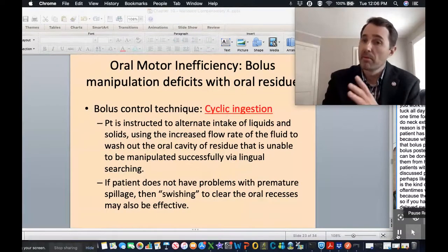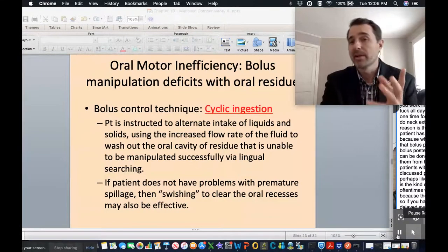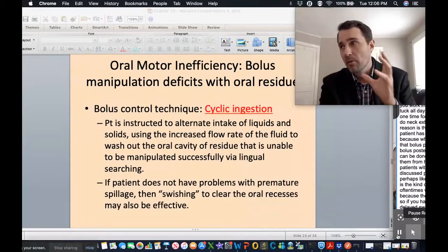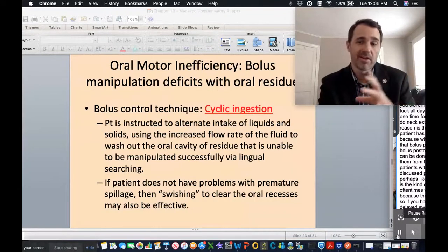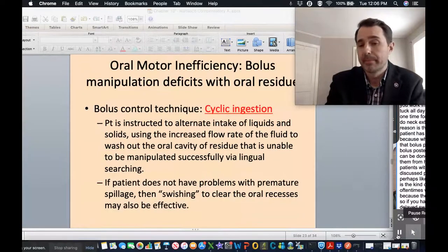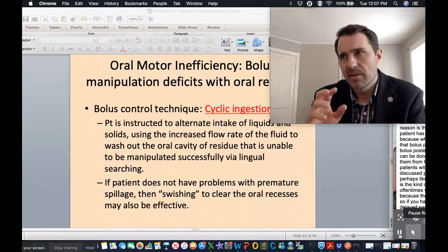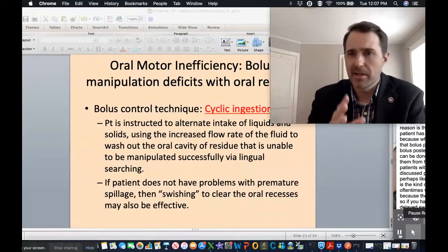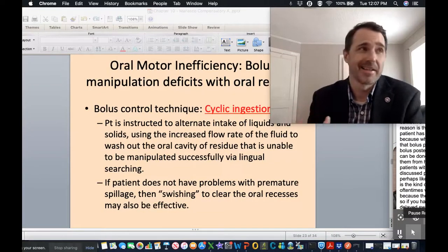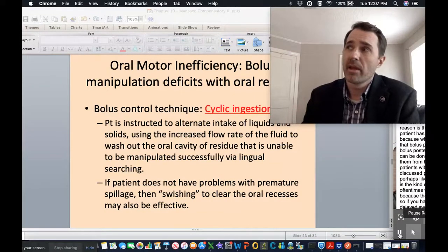patients. But for other patients, that thin liquid can facilitate movement of that bolus through the pharynx into the UES. So cyclic ingestion, alternating sip, swallow. This is a strategy that as SLPs, we recommend a good bit.